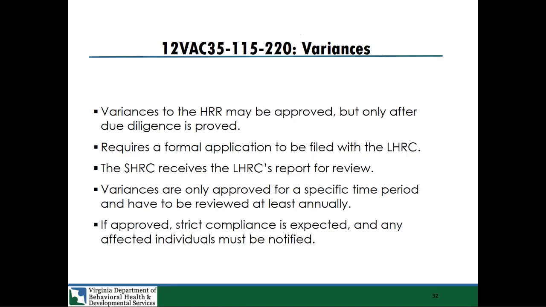Here in section 220 is all about variances. Variances to the regulations may be approved, but only after you as the provider have completed your due diligence. Any provider seeking a variance to any part of the human rights regulations must submit a formal application which will be accepted and reviewed by the local human rights committee.